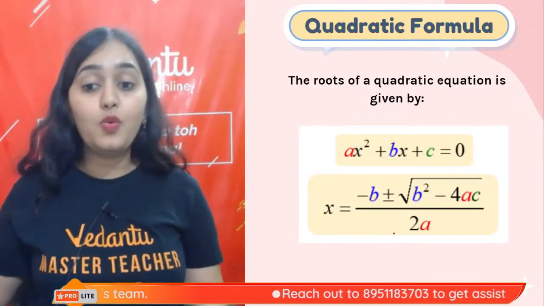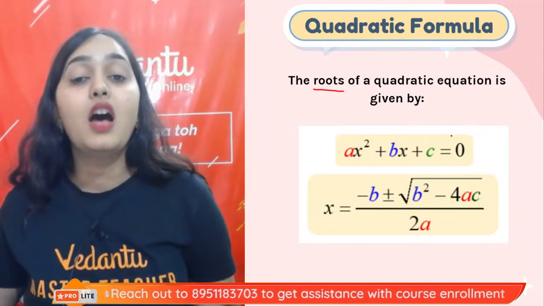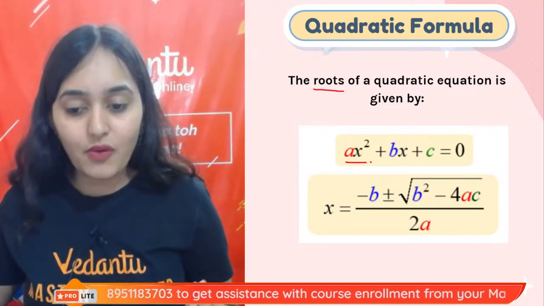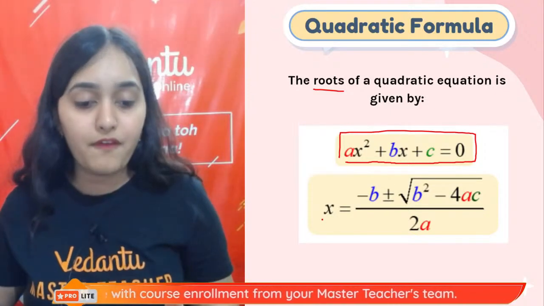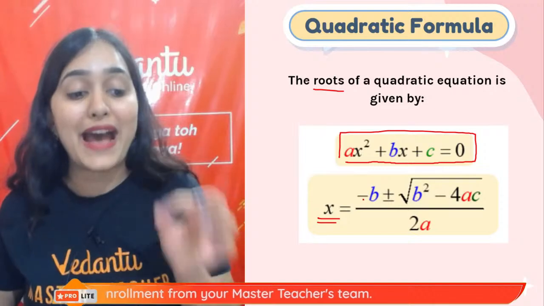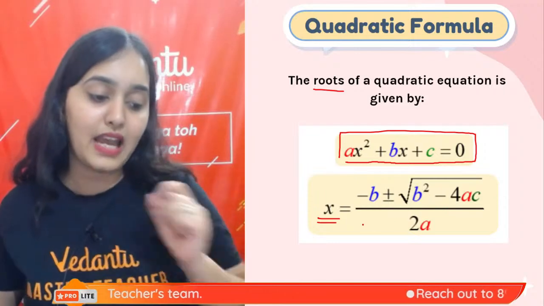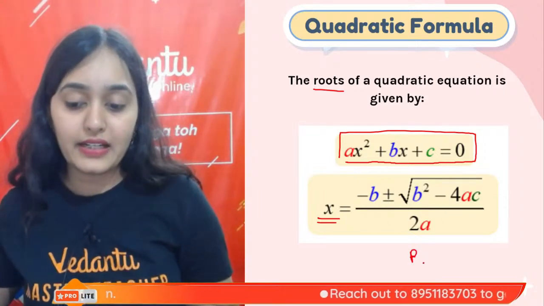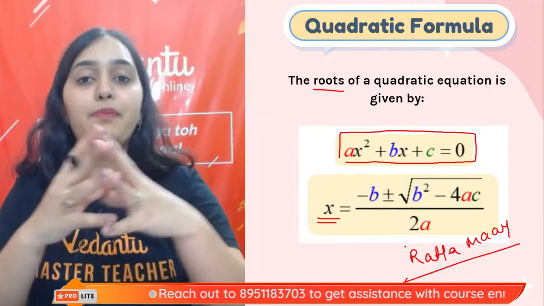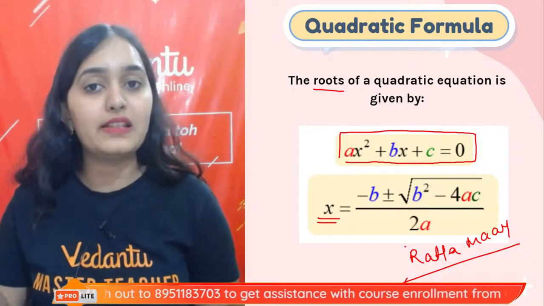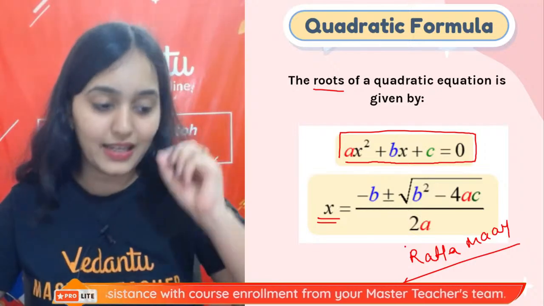ठीक है, चलो. So what is the quadratic formula? It says that the roots of a quadratic equation of the standard form ax square plus bx plus c is equal to 0 can be found out with the help of the formula x is equal to minus b plus minus root over b square minus 4ac upon 2a. You have to memorize this. Minus b plus minus root over b square minus 4ac whole upon 2a. This is how you find out the root of an equation.